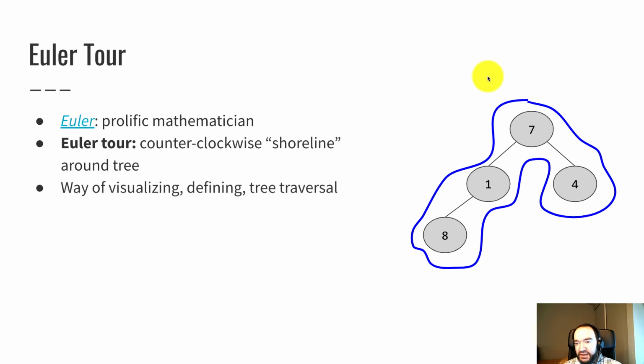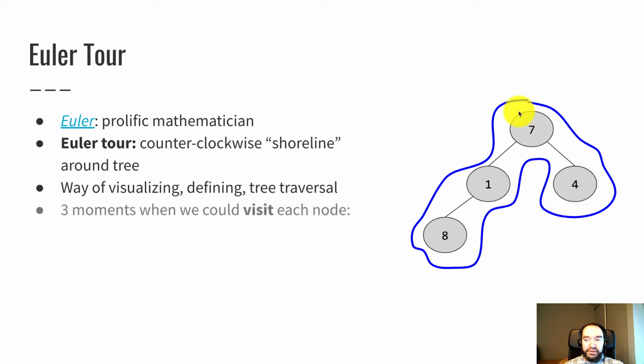And we imagine that we travel counterclockwise the way that I'm showing here. So starting at the root, we go counterclockwise, also called anti-clockwise in British English. This is a way of defining and visualizing how we could traverse a binary tree like this. So there are three moments when we pass each node, and we could do the visiting action.